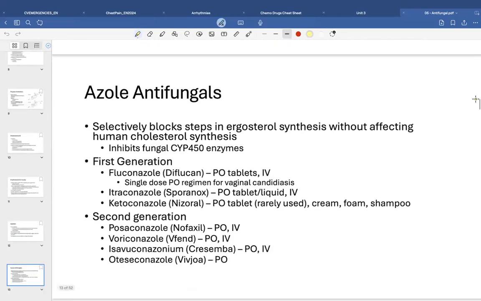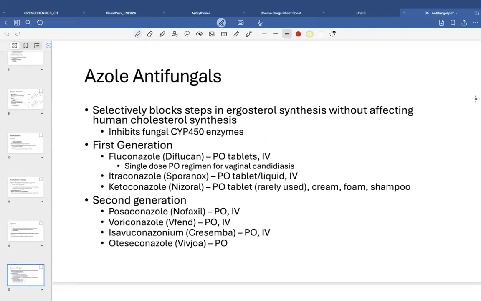Okay, and then really the other major group of antifungals, there are lots of others, miscellaneous ones we'll get to, but the ones that you will see and use in practice the most, these are the azoles. Azoles work, again, by blocking ergosterol synthesis. They do so by inhibiting the enzymes in fungi that happen to be P450 enzymes involved in ergosterol synthesis.